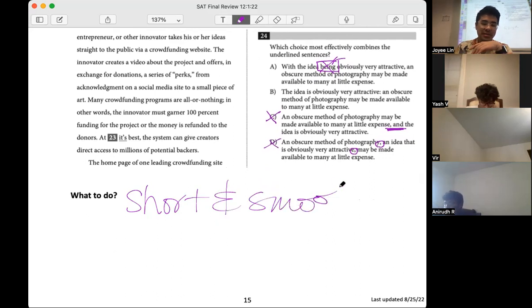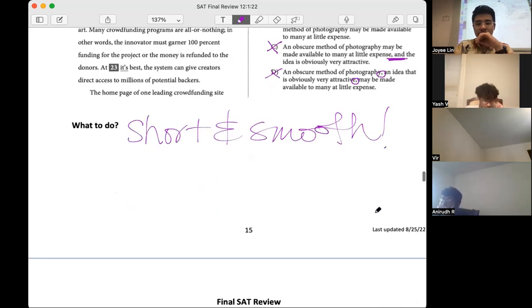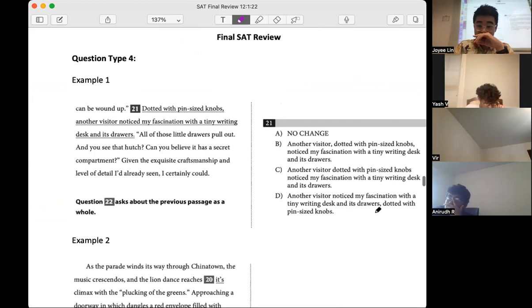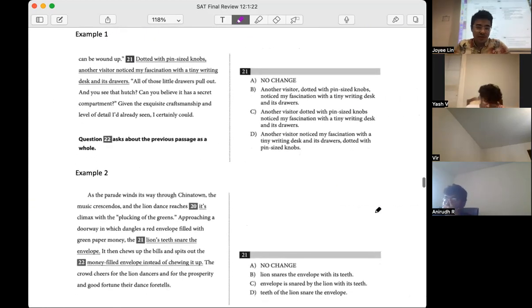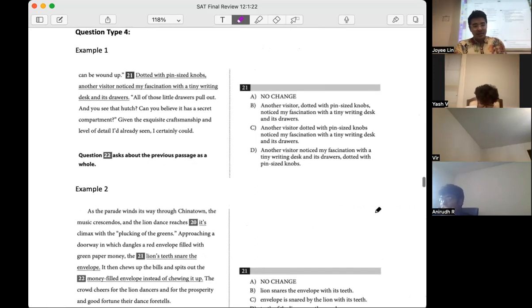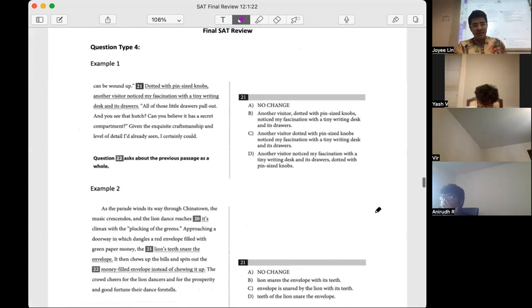I went on the wrong page. Okay, question type number 4. Oh, I spoiled this yesterday for those of you who were here yesterday. What kind of question is number 4? Dangling modifier.